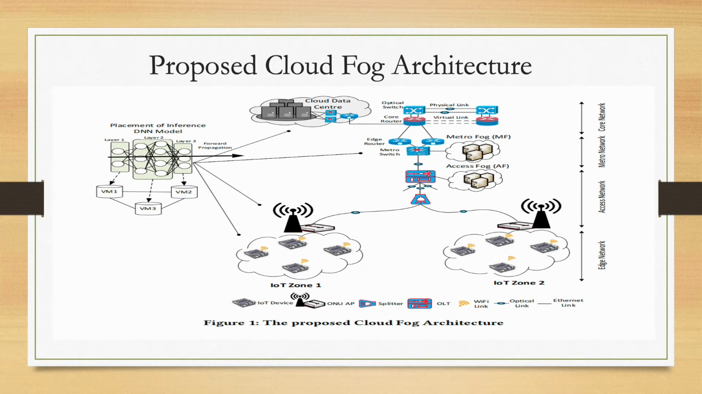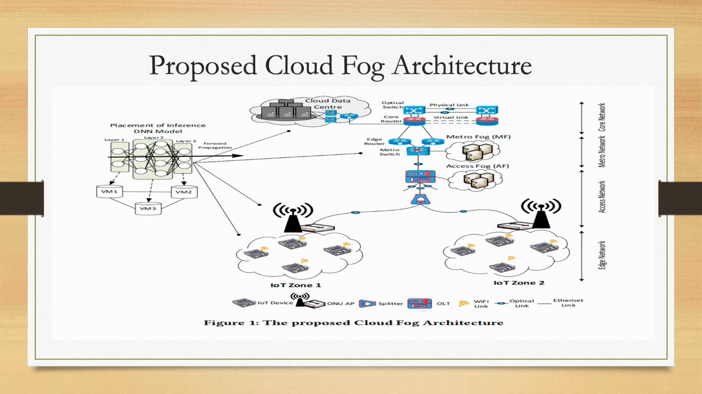The cloud fog architecture comprises four main layers, as we can see in the picture. There are IoT end devices, access fog, metro fog, and the cloud data center on the top. So the IoT end devices are at the bottom. We can see IoT zone 1 and IoT zone 2, and these are usually called the edge network, and they are connected to each other for the metro.